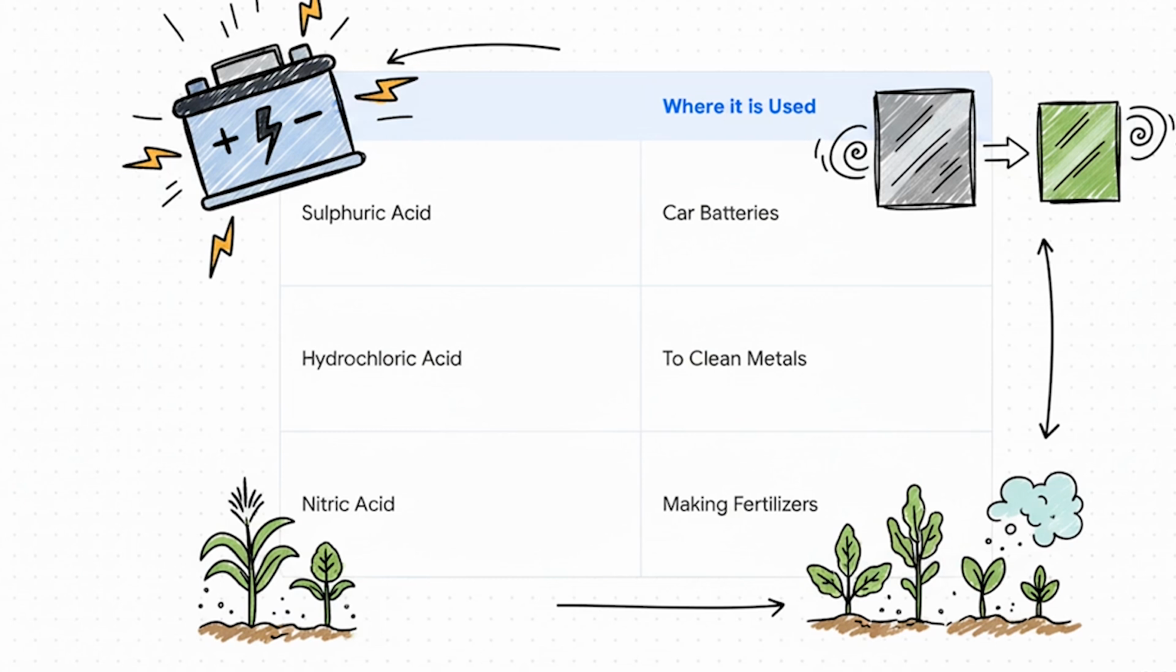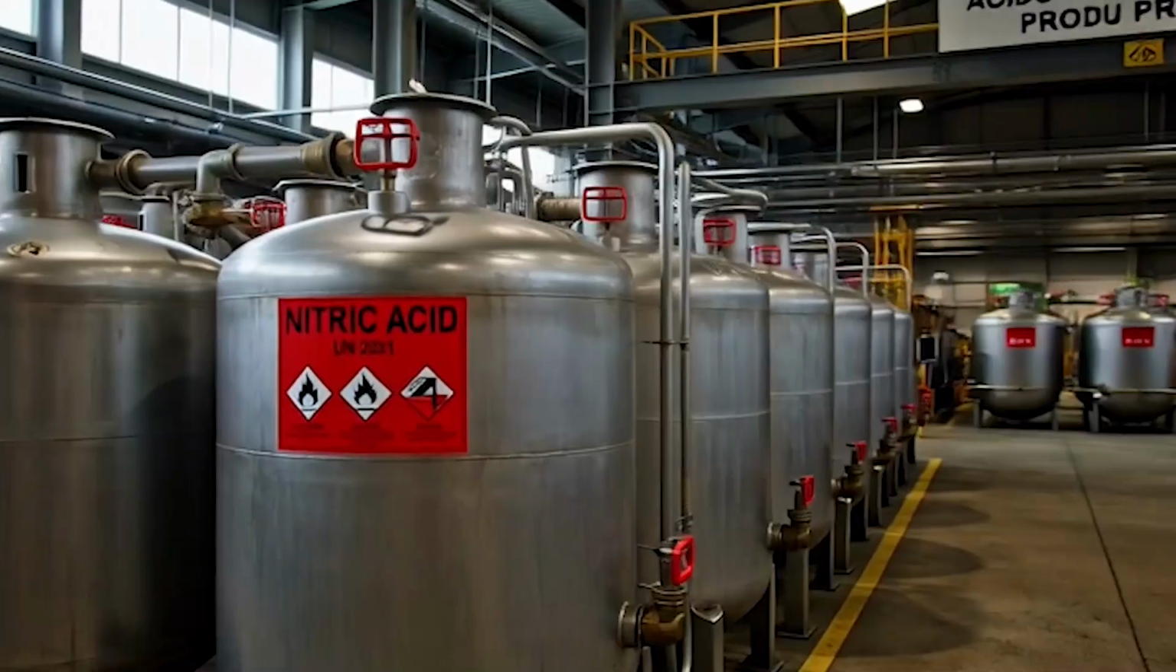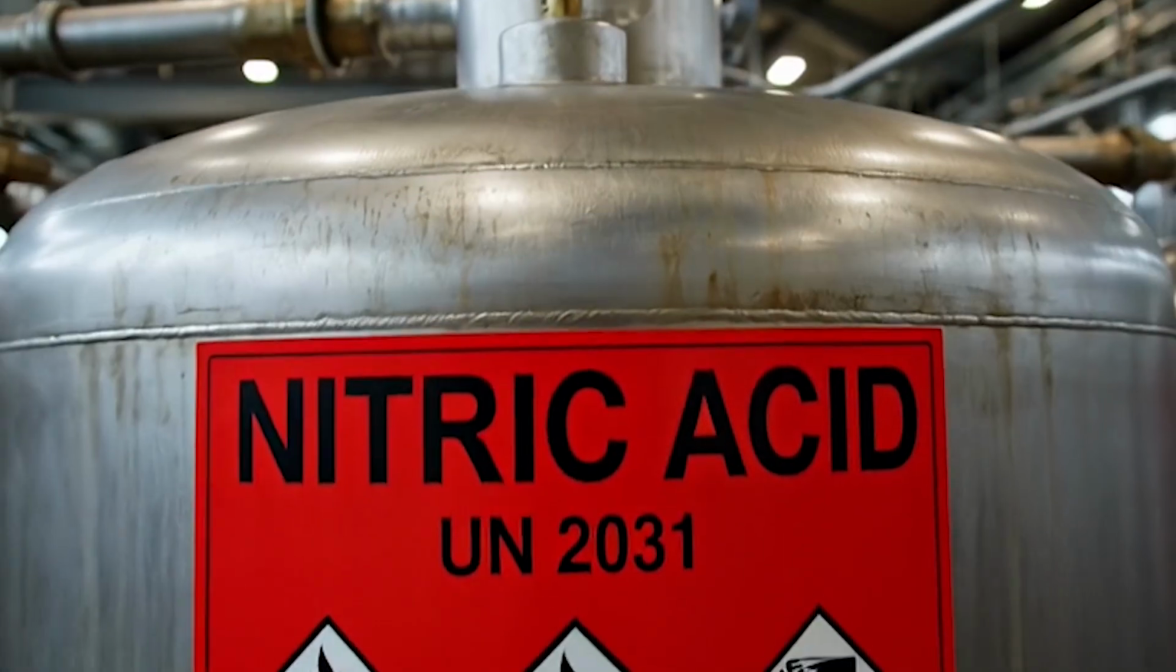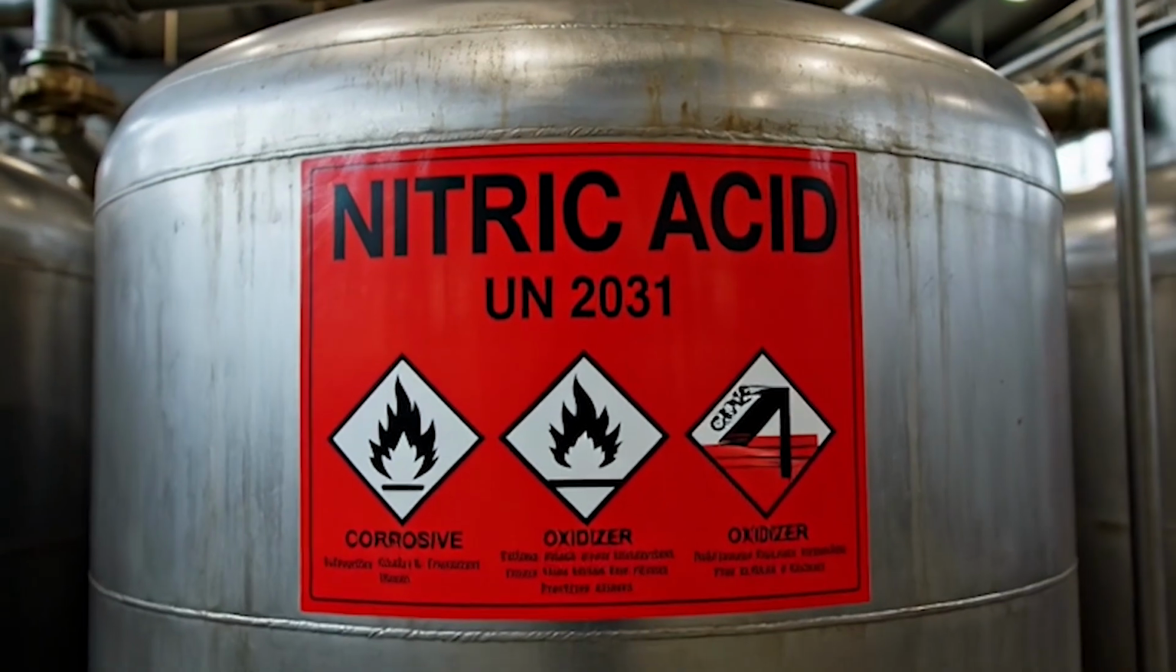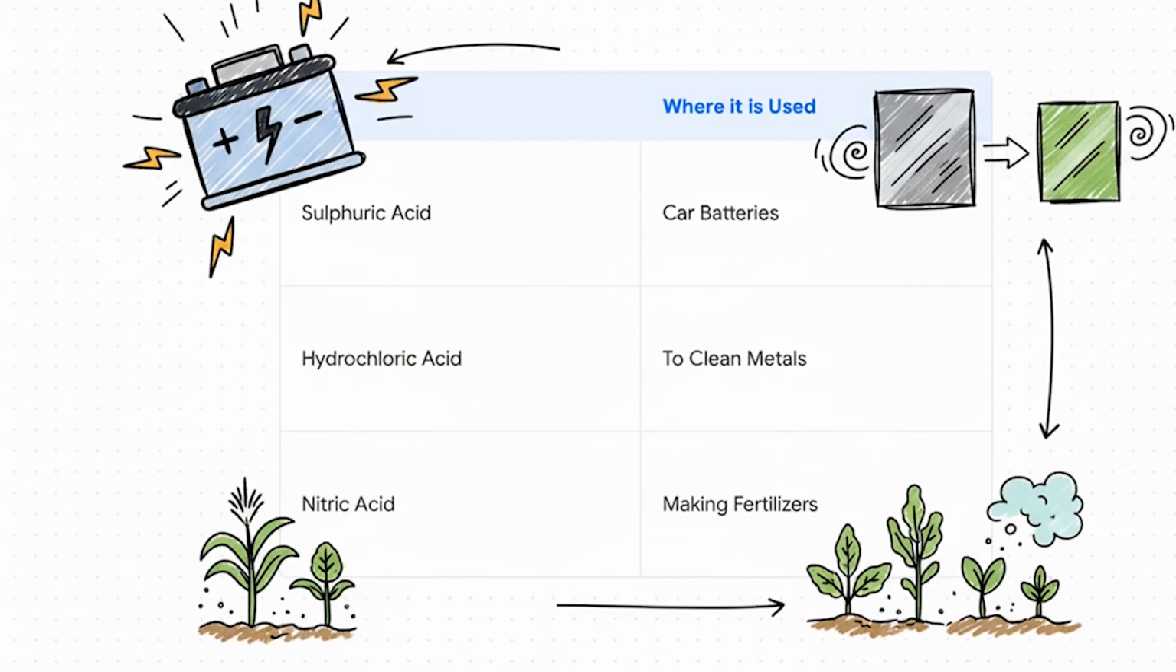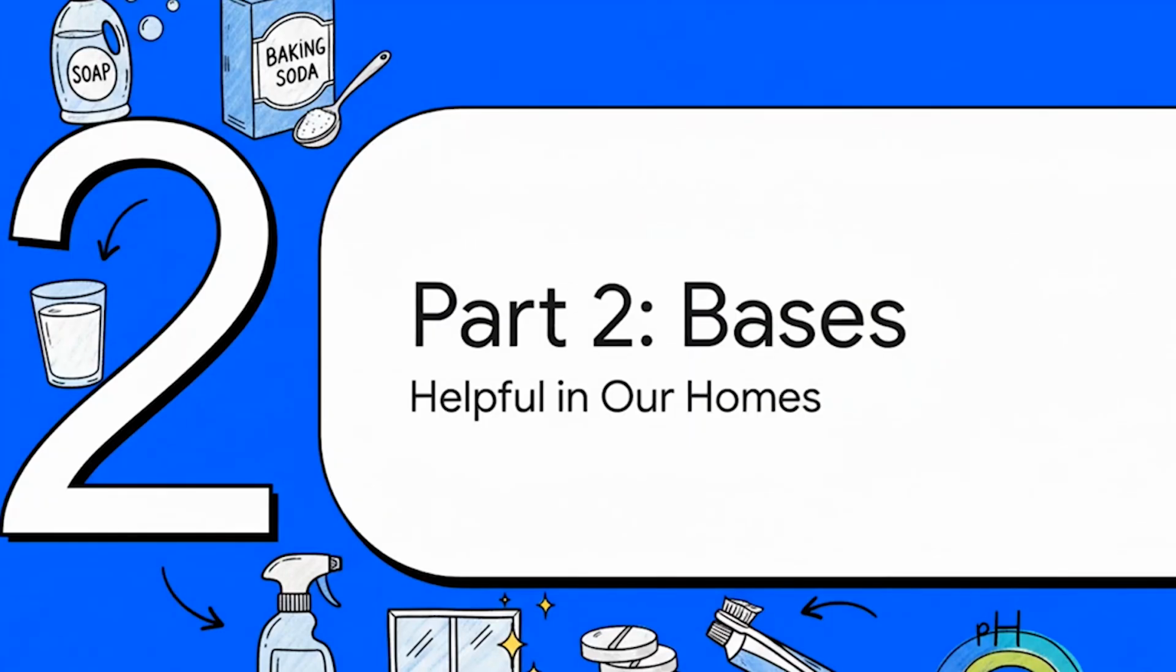And finally, nitric acid. This one is so important for our farmers. It's a key ingredient for making fertilizer. You know, the stuff that helps our maize and sukuma wiki grow big and strong. So, that was the acids.